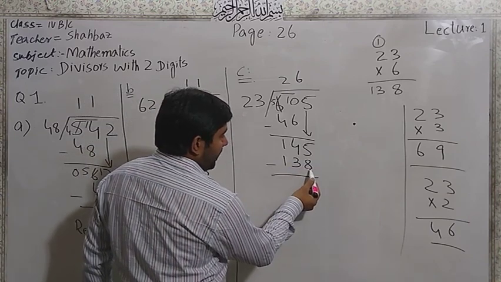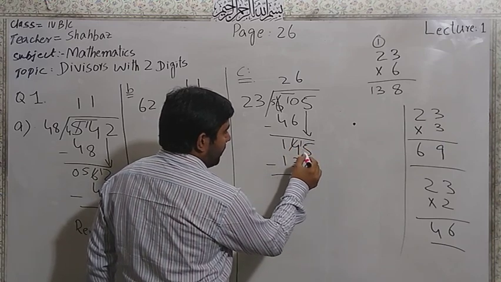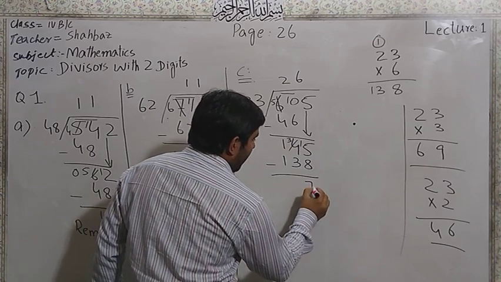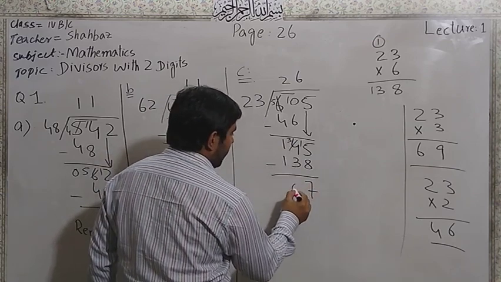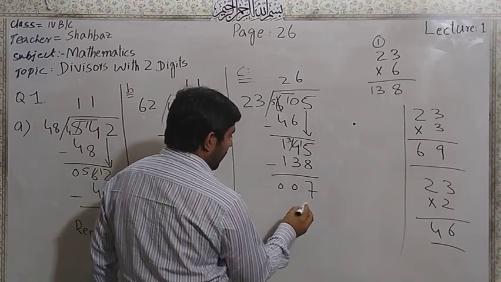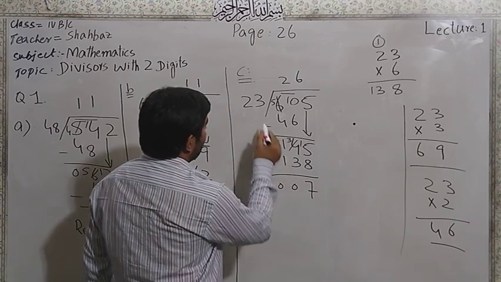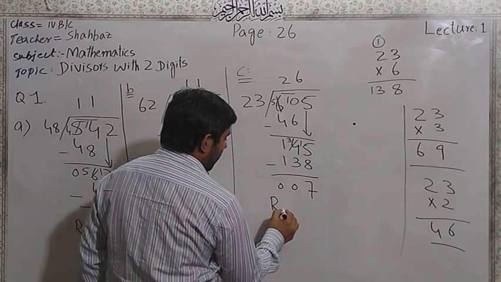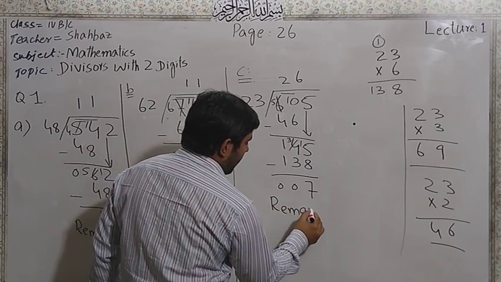5 minus 8 is not possible. You will take carry from here, it will be 15 and it will remain 3. 15 minus 8 will be 7. 3 minus 3 will be 0. 1 minus 1 will be 0. Now you can see that this is smaller than 23 and there is no digit. So you will say this is also the remainder.